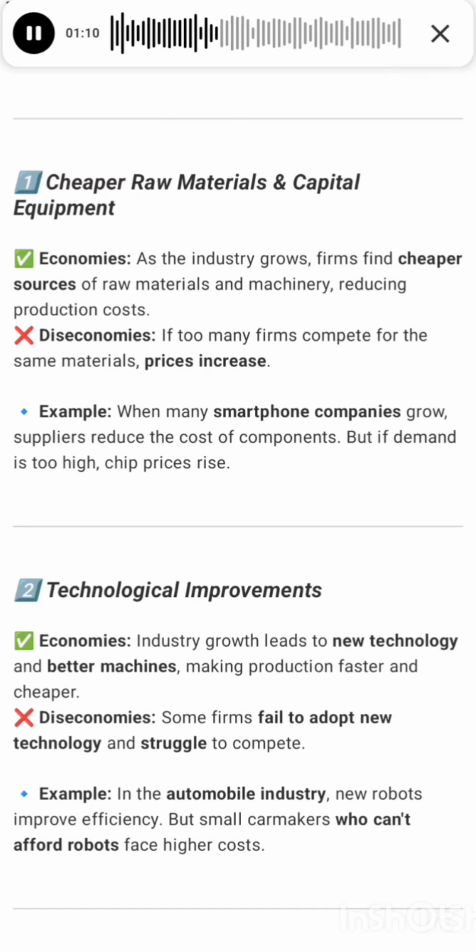2. Technological improvements. Economies: industry growth leads to new technology and better machines, making production faster and cheaper. Diseconomies: some firms fail to adopt new technology and struggle to compete. Example: in the automobile industry, new robots improve efficiency, but small car makers who can't afford robots face higher costs.